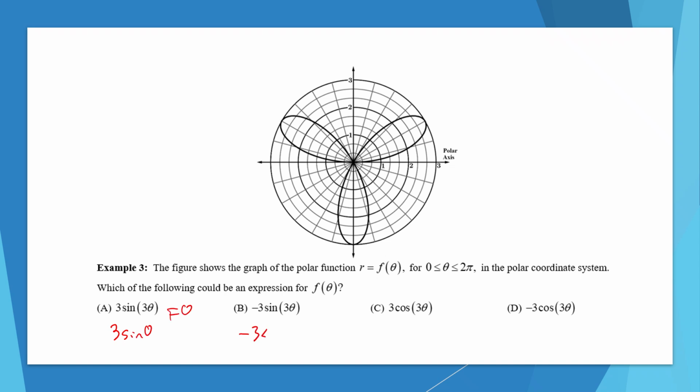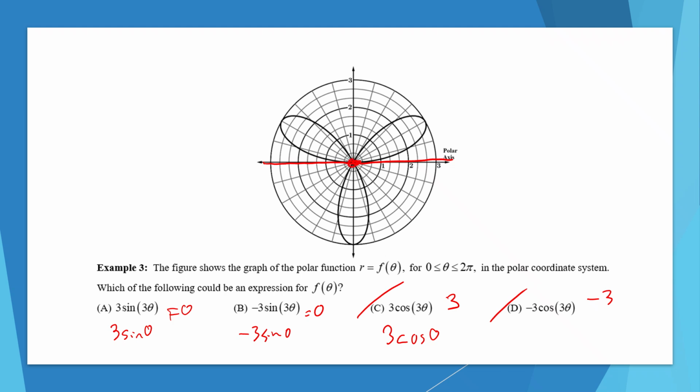This is negative 3 times sine of 0, which is 0. This is 3 cosine of 0, which is 3 times 1, which is 3. And then this is negative 3 times cosine of 0, which is still negative 3.